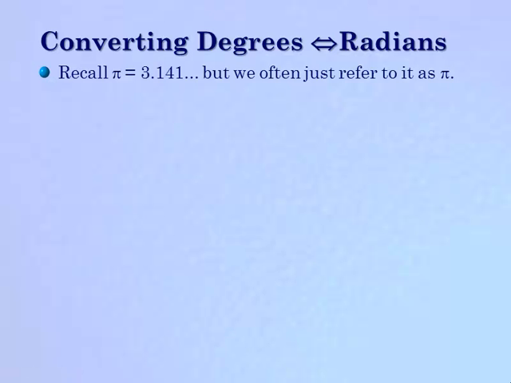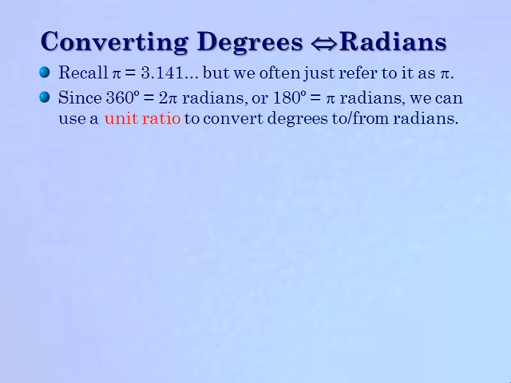Now, how do you convert between degrees and radians? Well, first recall the value for pi is 3.1415926 and so on, but we always just refer to it as 3.14 because 3 significant digits is usually enough. But here it's more common when measuring angles to refer to it simply as pi. You don't even need to know the number. Since 360 degrees is equal to 2 pi radians, or 180 degrees is equal to pi radians, we can use a unit ratio to convert degrees to and from radians, just like we used unit ratios to convert millimeters to centimeters and miles to feet, and so on.